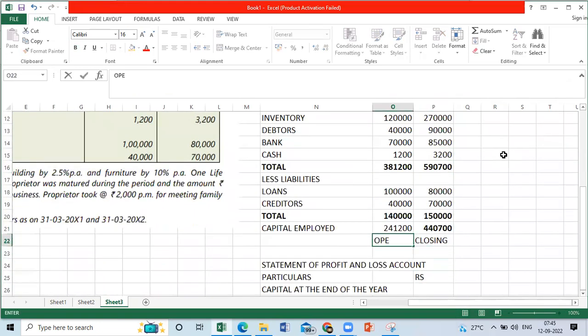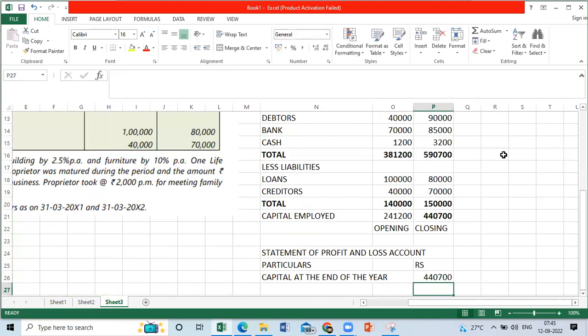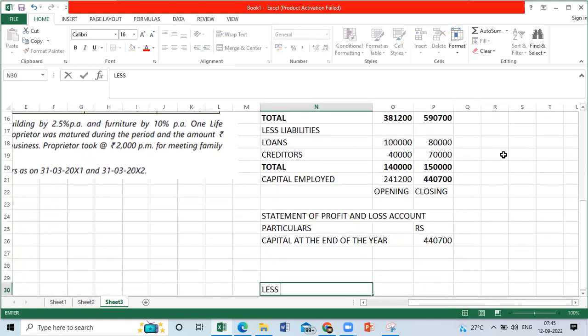सर प्रीवियस ईयर का जो कैपिटल एम्प्लॉयड है वो अपना कैपिटल एट द बिगिनिंग ऑफ द ईयर है. सर वो लास्ट ईयर का क्लोजिंग है. लास्ट ईयर का क्लोजिंग करंट ईयर का क्या हो जाता है? ओपनिंग. तो मैं यहाँ पे लूँगा कैपिटल एट द एंड ऑफ द ईयर, क्लोजिंग लूँगा 440 700. सर मैं लेस कहीं ना कहीं पे नीचे यहाँ पे करता हूँ, कैपिटल एट बिगिनिंग ऑफ द ईयर, दैट इज ओपनिंग कैपिटल। कितना है सर? 241 200.